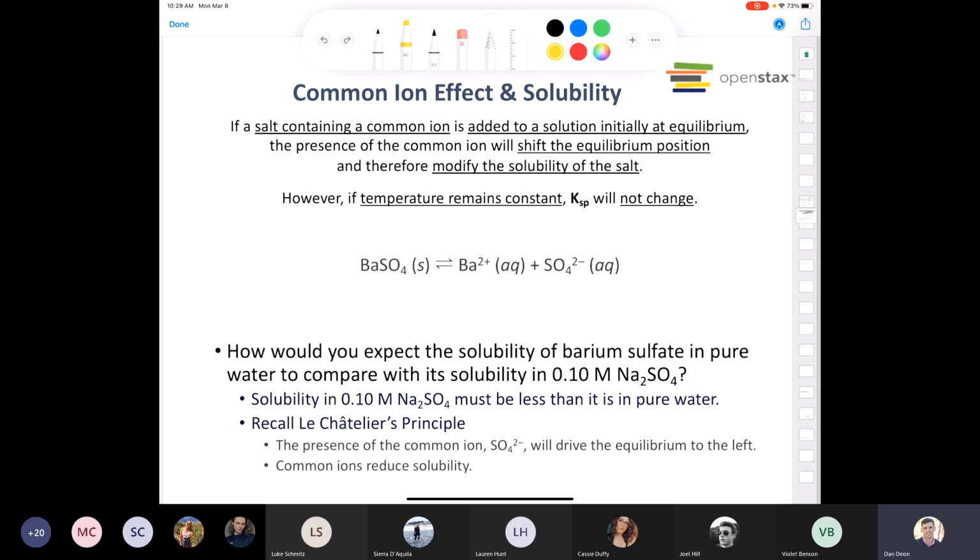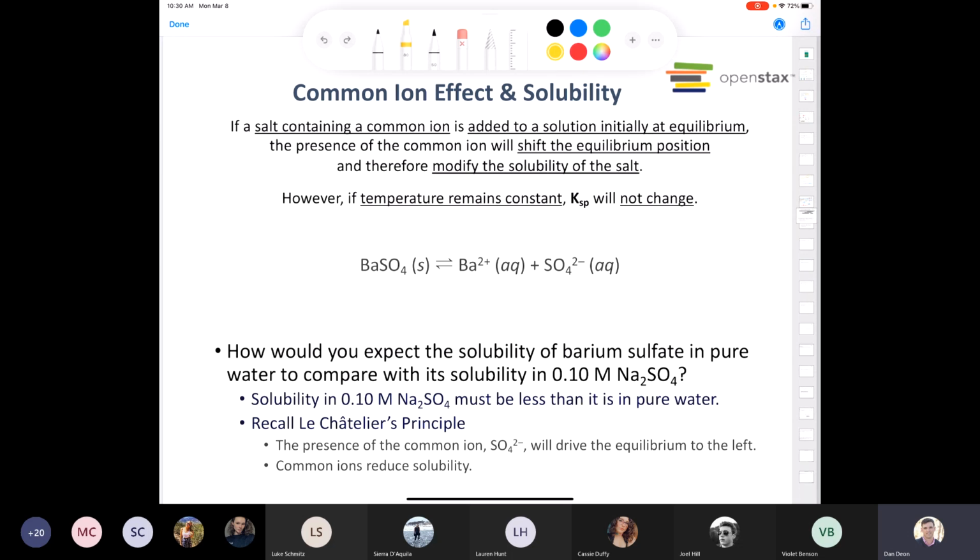Le Chatelier's principle is an important enough concept to make sure you know what is going on. We covered it several times this semester, but we're going to talk about it again right now. It says here what's called the common ion effect and how a common ion affects solubility. If you have a salt that contains a common ion, that means it's got an ion that's the same as an ion that's already in solution or equilibrium. The common ion is going to affect the equilibrium position, and it's going to modify the solubility of the salt in some way. But remember, KSP doesn't change with temperature.